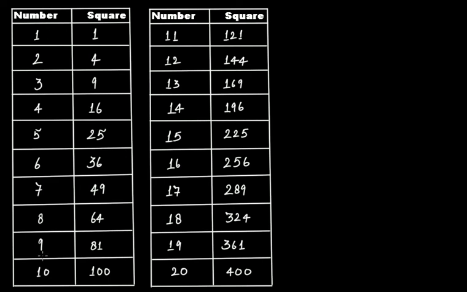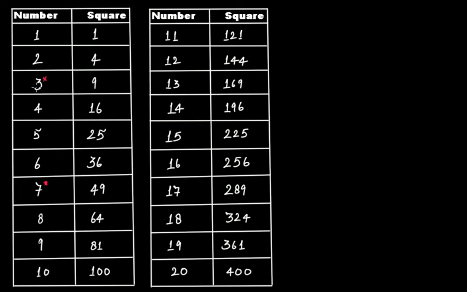Now we have two tables here, each having two columns. The first column is of numbers and the second column is their perfect squares. So the perfect square of 1 is 1, of 5 is 25, of 10 is 100. Same thing here: of 11 you have the perfect square as 121, of 15 is 225 and of 20 is 400.